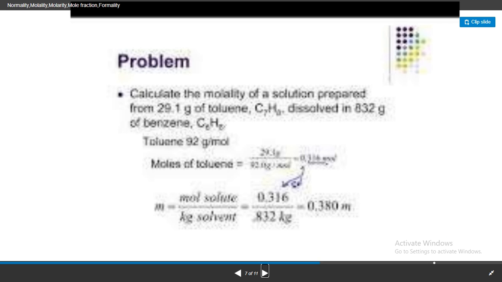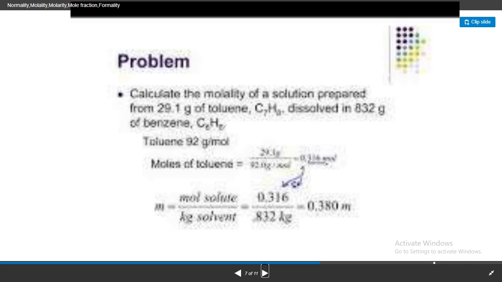So if we go for a problem: calculate the molality of a solution prepared from 29.1 gram of toluene dissolved in 832 gram of benzene. So we have to calculate the molality. Here, the moles of solute divided by kg of solvent. What is the solvent? We have to dissolve the toluene into the benzene. That's why the benzene is the solvent here. The amount of benzene is 832 gram and the amount of toluene is 21.1 gram.